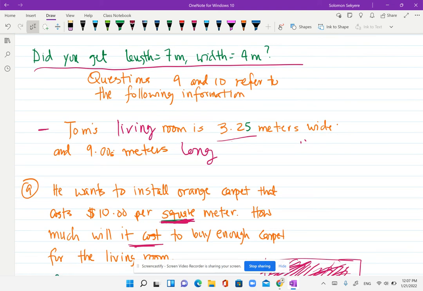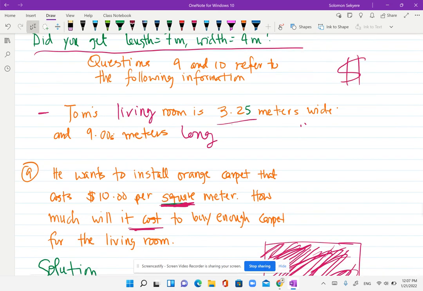Okay, this is probably going to be the final video for perimeter and area. This time we're going to deal with money. I have two questions here.